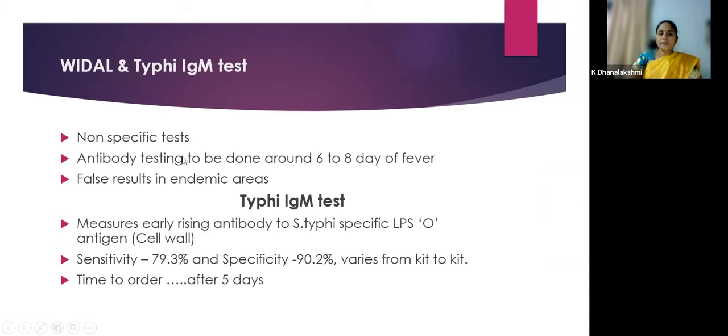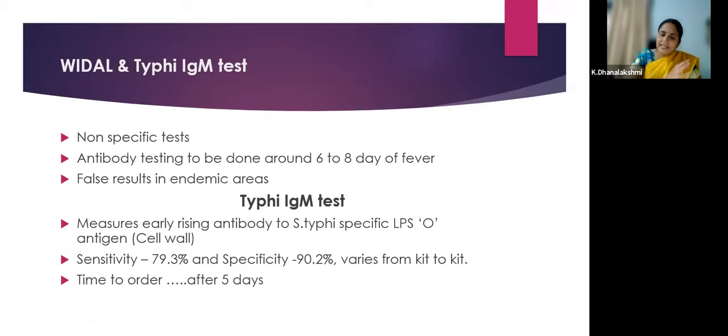So the most common mistake we make is ordering Vidal. Vidal is a highly non-specific test. India is endemic, so whatever test you do, say the titer is around 1 in 160, we cannot take it as a truly positive test. If it is a very high value, for example, O and H titers more than 1 in 320, more than 1 in 640, then it may be taken as significant. That also has to be correlated with the clinical scenario.